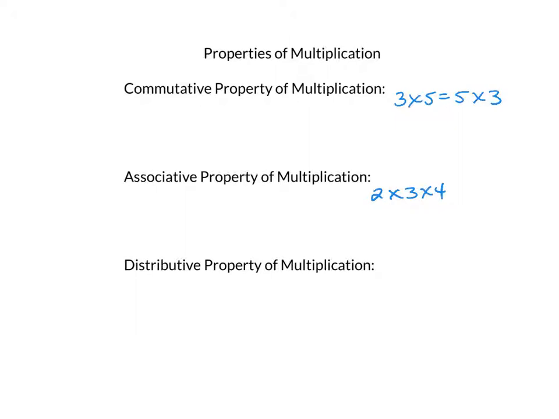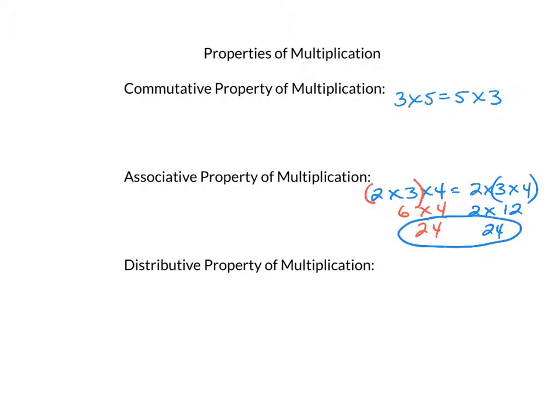I could say 2 times 3 times 4, I'm going to first of all multiply 2 times 3 and get 6, and then 6 times 4 gives me 24. Or if I wanted to, if I have 2 times 3 times 4, I could multiply the 3 times the 4 together first and get 12, so then I would have 2 times 12, and 2 times 12 also gives me 24. So the associative property of multiplication is also a property that you might use.